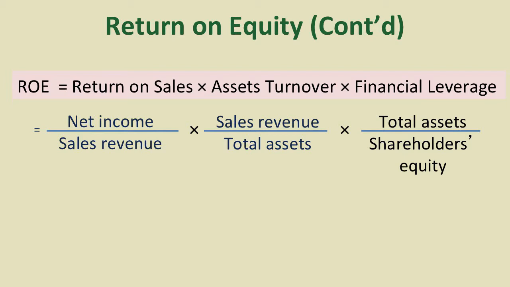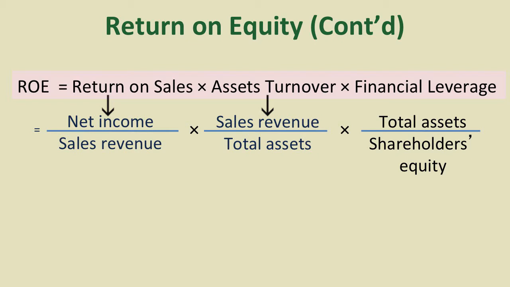Return on sales is calculated as net income divided by sales revenue. This ratio measures how much net income this company can generate from every $1 of sales revenue. We want this ratio to be high. The second part is asset turnover. It equals sales revenue divided by total asset, and this one measures how much sales revenue can be generated from every $1 of total asset. So this one measures the efficiency of this particular firm at generating sales revenue from the assets.